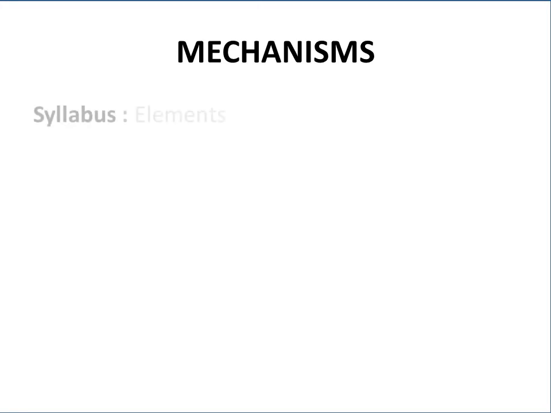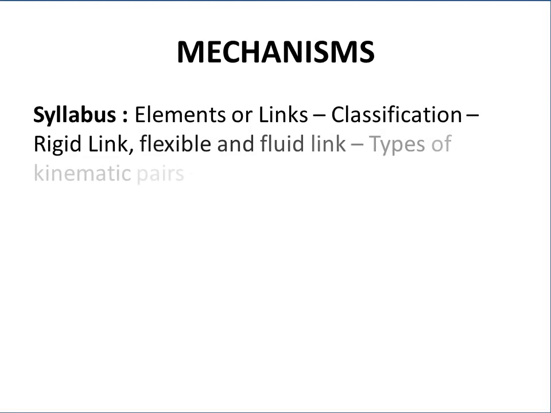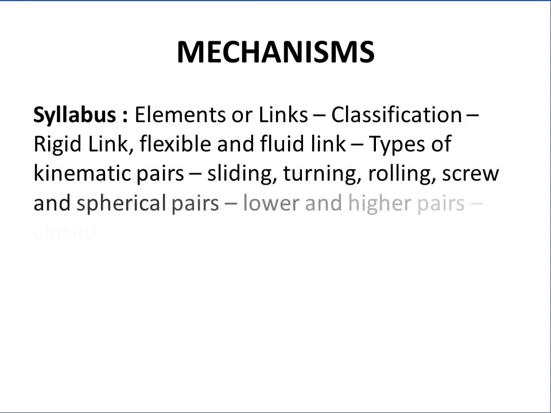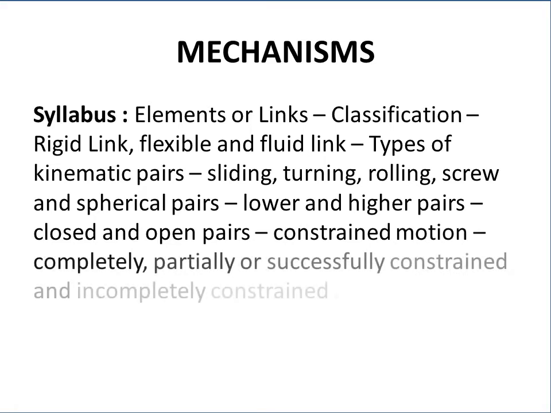Mechanisms. In this unit we will learn what is a link or element? Classification of links: rigid link, flexible link and fluid link. Types of kinematic pairs: sliding, turning, rolling, screw and spherical pairs. Lower pairs and higher pairs. Closed pair and open pairs. We will also learn the types of constrained motions, like completely constrained, partially or successfully constrained and incompletely constrained.